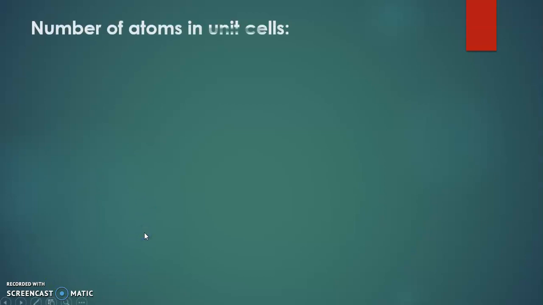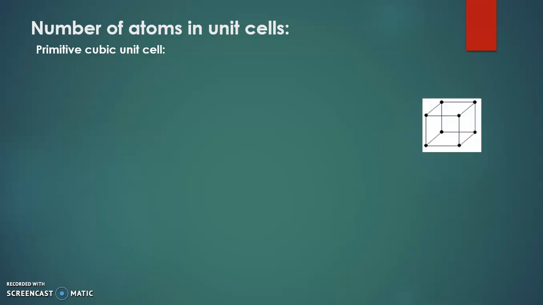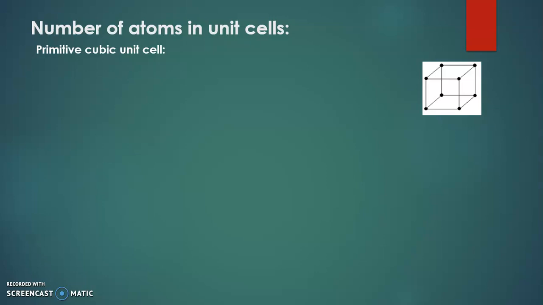Hello. Now then, the next part that we are going to discuss is number of atoms in unit cells. We are going to discuss three types of cubic unit cell: primitive, face-centered and body-centered cubic unit cell. In the primitive cubic unit cell, the 8 constituent particles are present at the 8 corners of the cube.